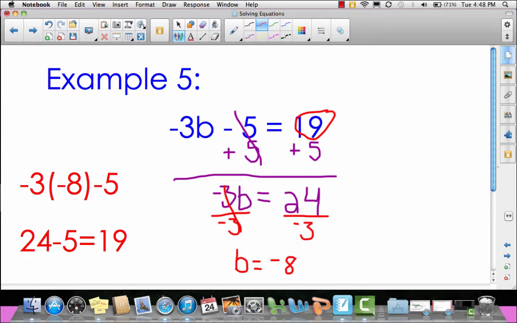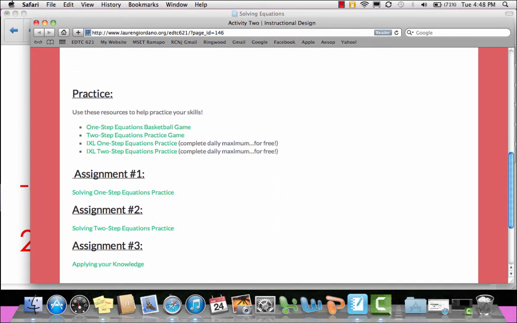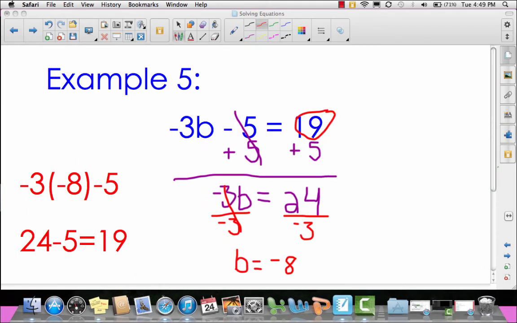At this time, I'd like you to complete a little practice on your own. If you go back to our class website, you'll see there's a couple different games you could play to practice 1- and 2-step equations. You also have your IXL website, which has practice with both 1-step and 2-step. And then you have 2 assignments here, which are graded for you, and so you'll get some feedback on those. If you have any questions, please make sure to write them down and bring them into class tomorrow so that I can answer them for you.